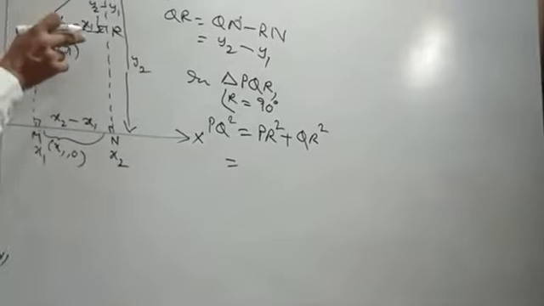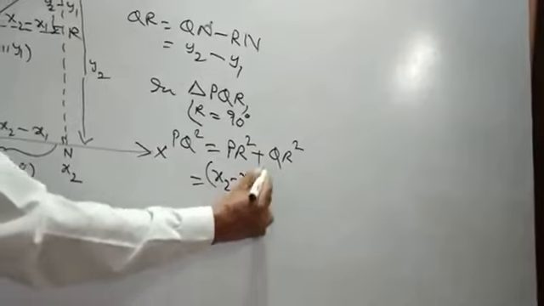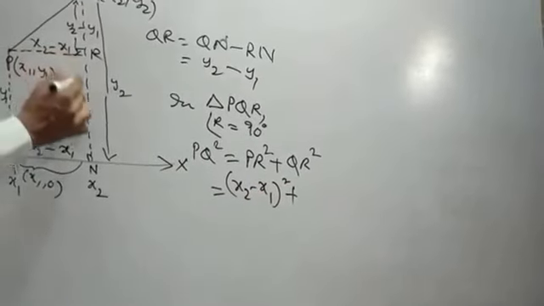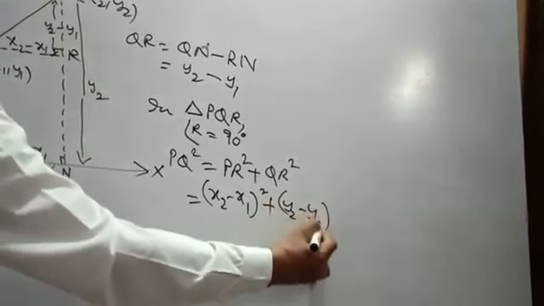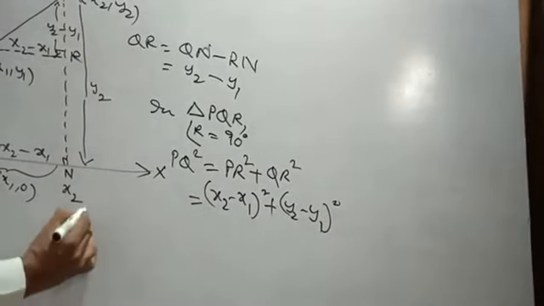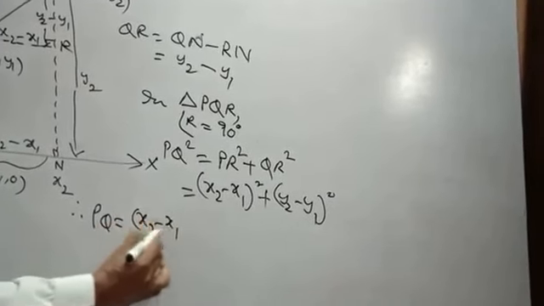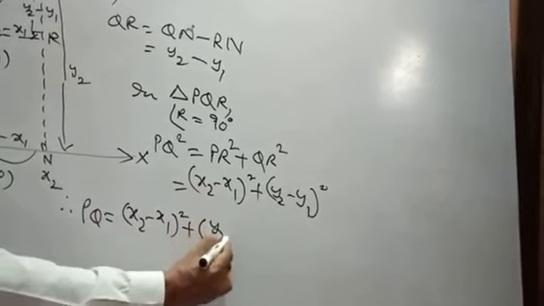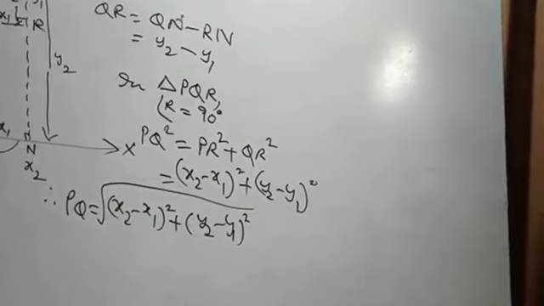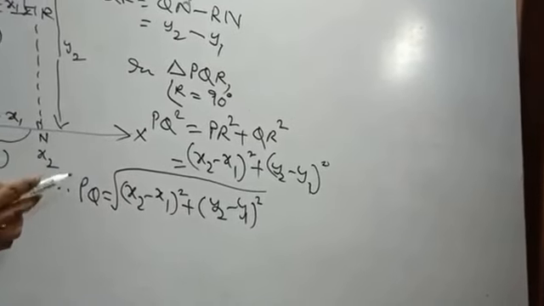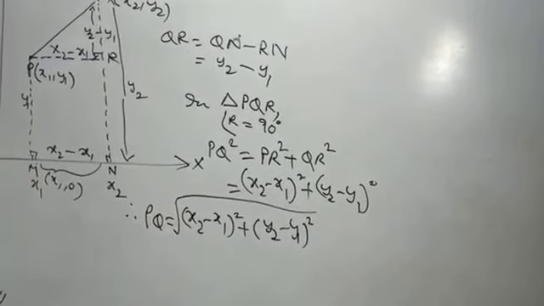That is equal to PR value is x2 minus x1 whole square plus QR value is y2 minus y1, therefore y2 minus y1 whole square. We got now PQ square, therefore PQ is equal to under root of x2 minus x1 whole square plus y2 minus y1 whole square. So this is the formula for the distance between any 2 points x1 y1 and x2 y2.